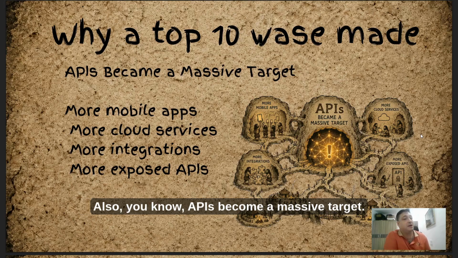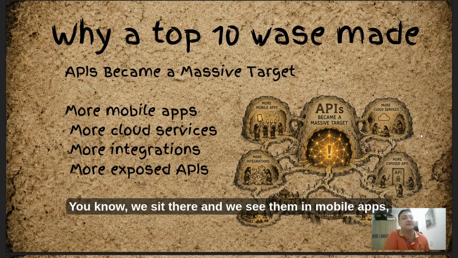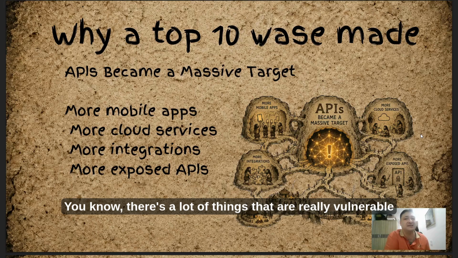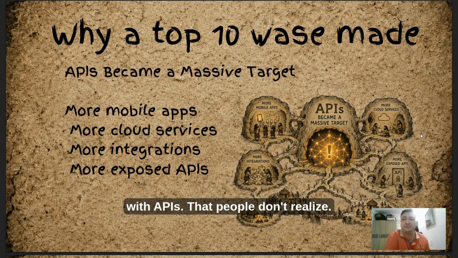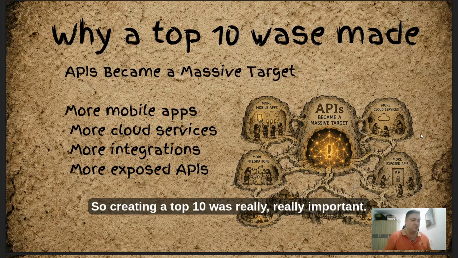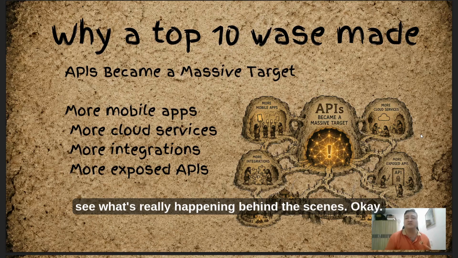Okay? Also, APIs have become a massive target. We see them in mobile apps, cloud services, integrations, even more exposed APIs. There are a lot of things that are really vulnerable with APIs that people don't realize. So creating a top 10 was really, really important, so that now we can keep an eye out and see what's really happening behind the scenes.